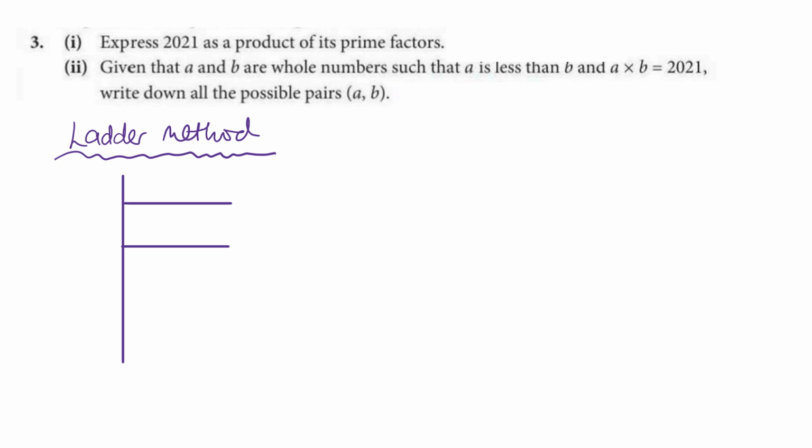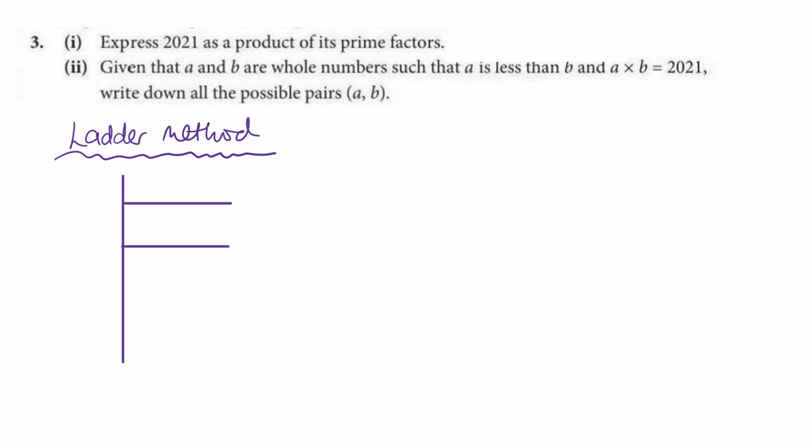Alright, so let's look at another question. Express 2021 as a product of its prime factors. This one is much harder, right? Because you will see that if you take 2021, it is not divisible by 2, not divisible by 3, not divisible by 5, by 7. Basically, you have to try many prime factors.